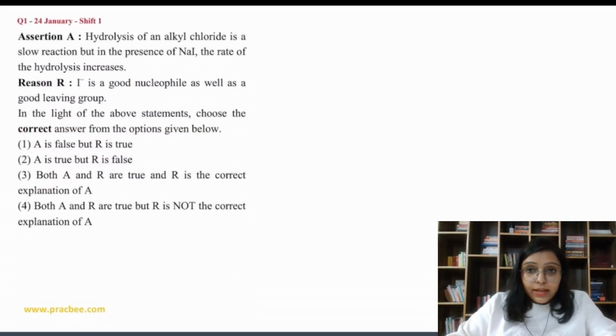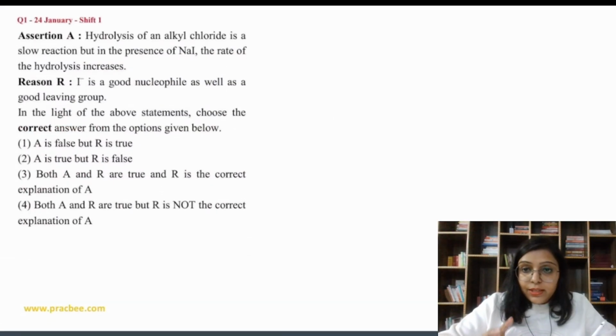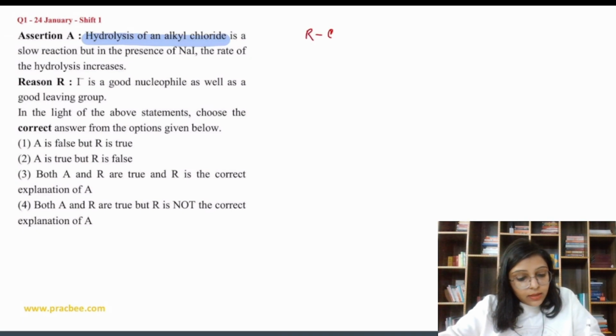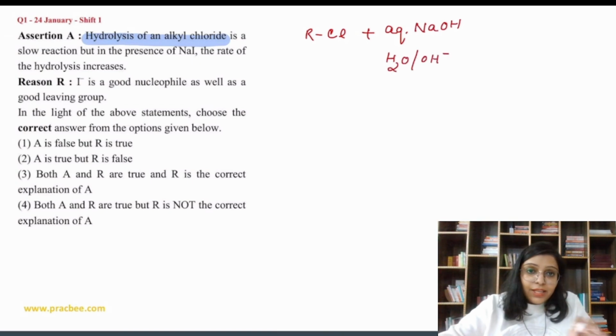Question number 1 is an assertion reason type question. The assertion says hydrolysis of an alkyl chloride is a slow reaction. Just try to get the information. Hydrolysis of an alkyl chloride: if we have alkyl chloride, suppose RCl, hydrolysis means we are going to react this with aqueous NaOH, or we can say H2O in the presence of OH minus, right?